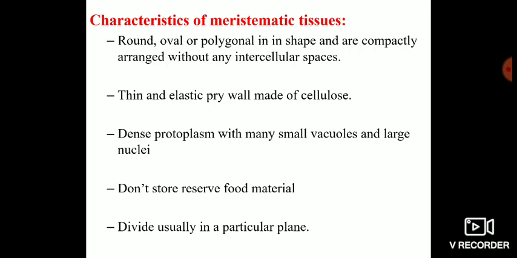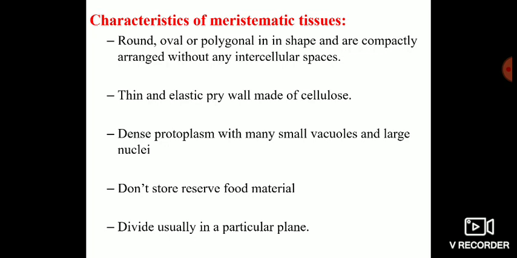Another feature is they possess a dense protoplasm with many small vacuoles and large nuclei. Their nucleus is large, and they possess a large number of small vacuoles. And these cells do not store reserve food material in them.